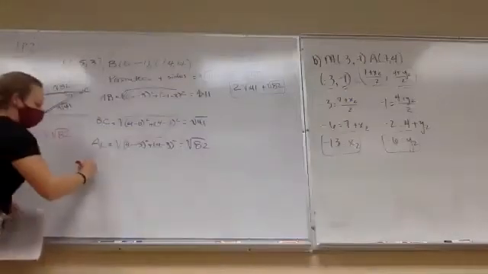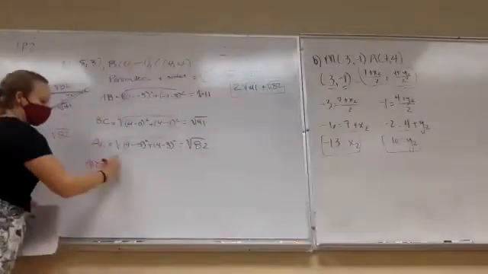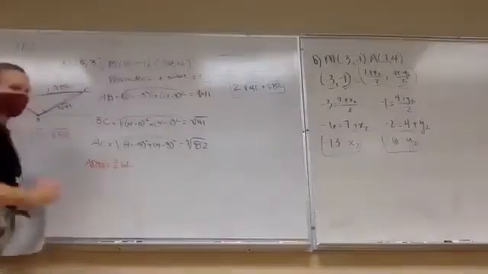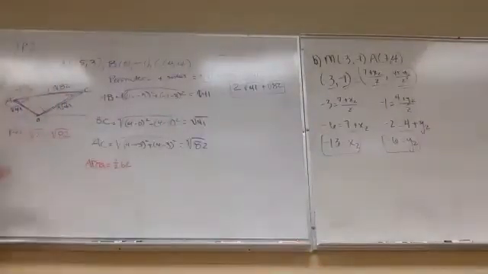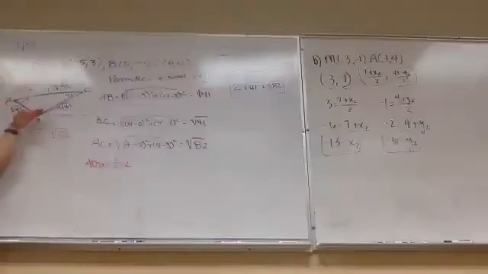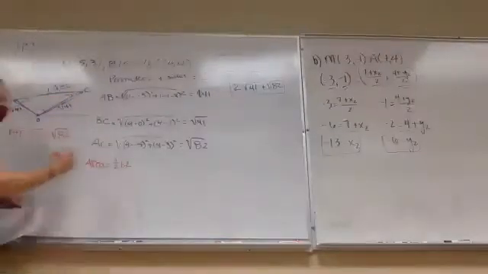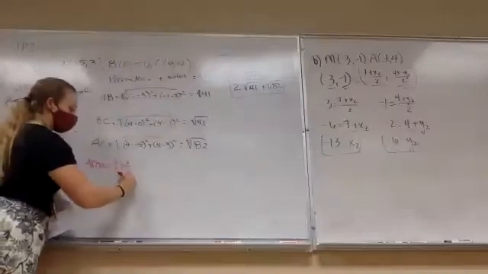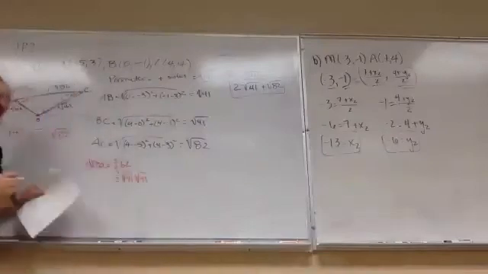When I do area, it's the same thing as 1/2 base times height. At first I was like, oh, we're not going to be able to do this because I don't want to figure out what my height is in this triangle. If I have a right triangle, my base and my height are the two legs that make the right angle. So I'm going to do 1/2 times root 41 times root 41.